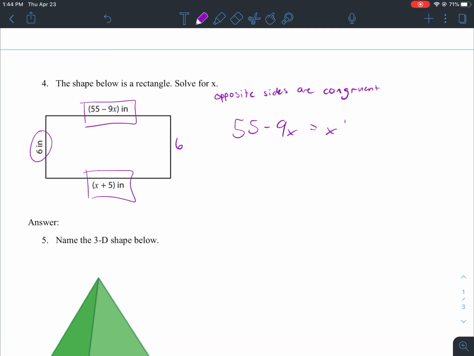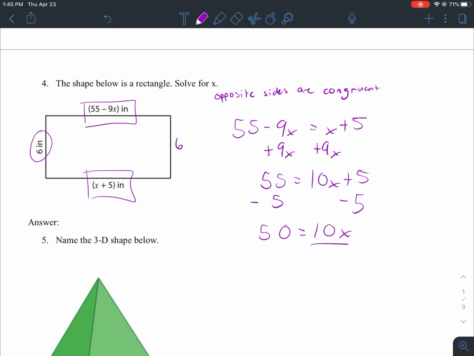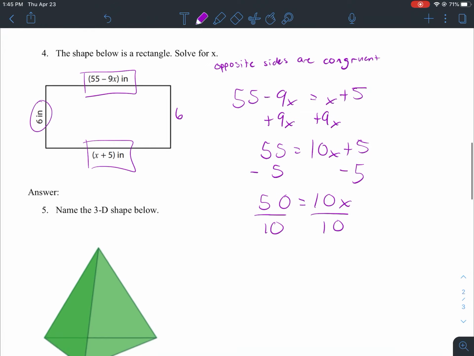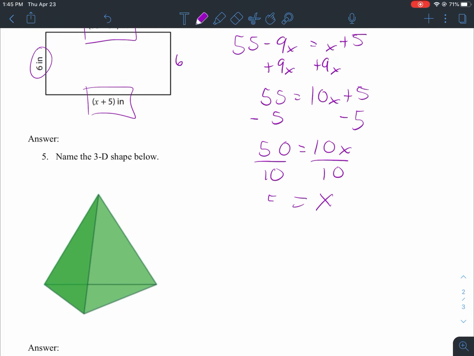So we do 55 minus 9x equals x plus 5. And in order to solve this, this is just a linear equation. I'm going to get all my x's on one side and then all my constants on the other. So the first thing I'm going to do is add 9x. So I get 55 equals 10x plus 5. I'm going to move my constant over, so minus 5 minus 5. So I get 50 equals 10x. Divide by 10. Divide by 10. End up with x equals 5.